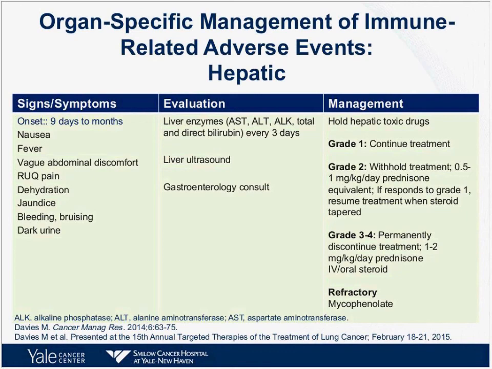Grade 1 hepatic toxicity, we would continue on with treatment. Grade 2, withhold treatment, administer prednisone 0.5 to 1 milligram per kilogram per day. And if they respond to a grade 1, you can resume the therapy when the steroid is tapered. Grade 3 to 4, permanent discontinuation and the start of steroids. If the patient is not responsive to the prednisone initially, and the IV prednisone, you may need to add another immune suppressant agent, and with hepatic toxicity, the recommended treatment is going to be mycophenolate.